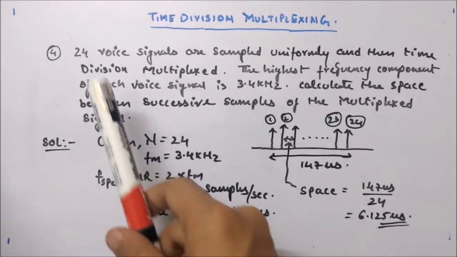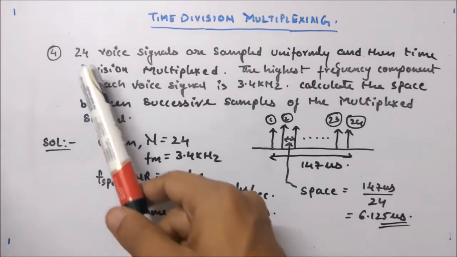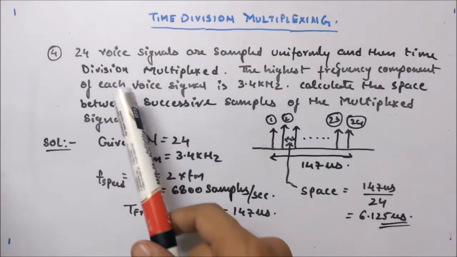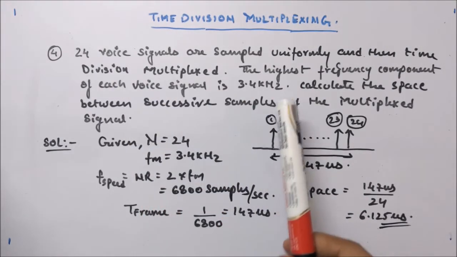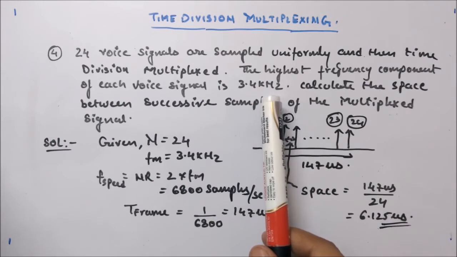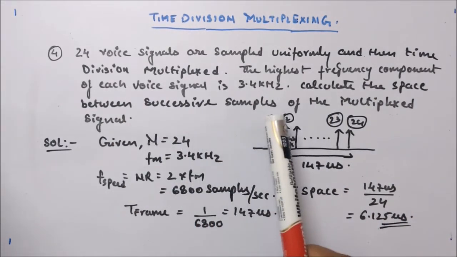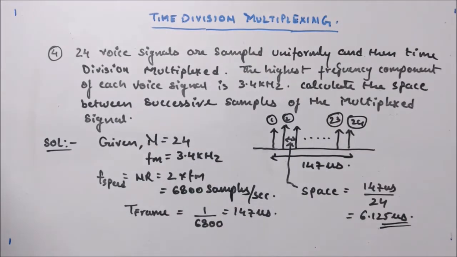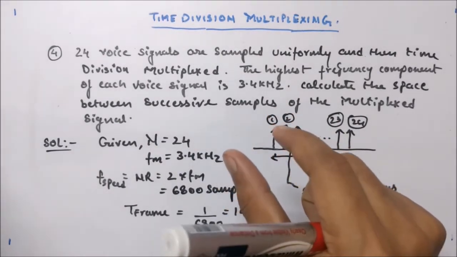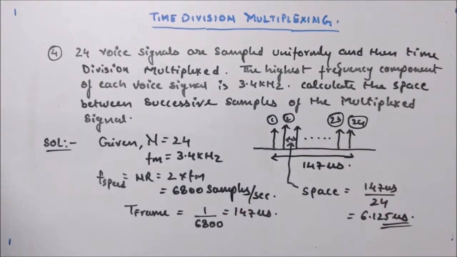So let's take another example. Here it is given that 24 voice signals are sampled uniformly and then time division multiplexed. The highest frequency component of each voice signal is 3.4 kHz. Calculate the space between successive samples of the multiplexed signal. So we have to calculate the time difference between the two samples in the multiplexed signal.